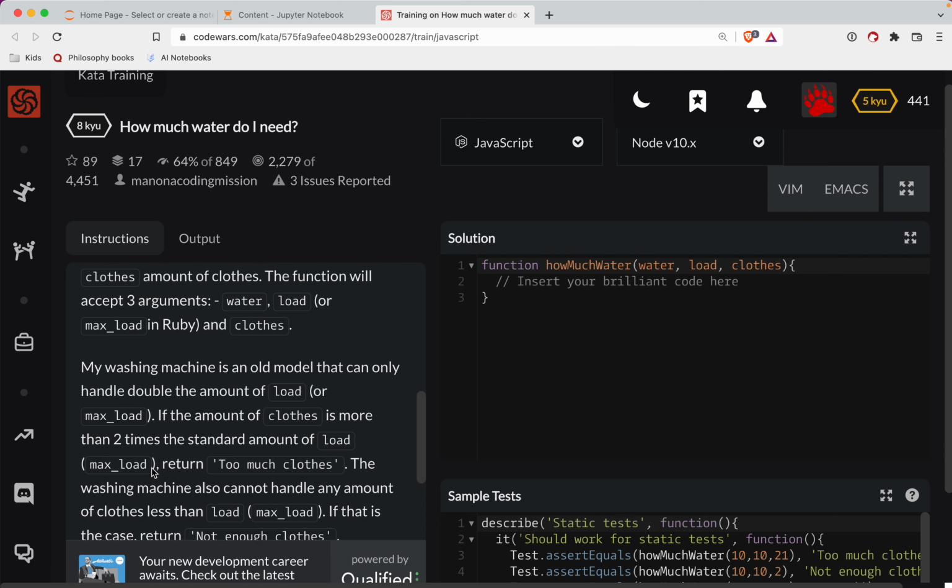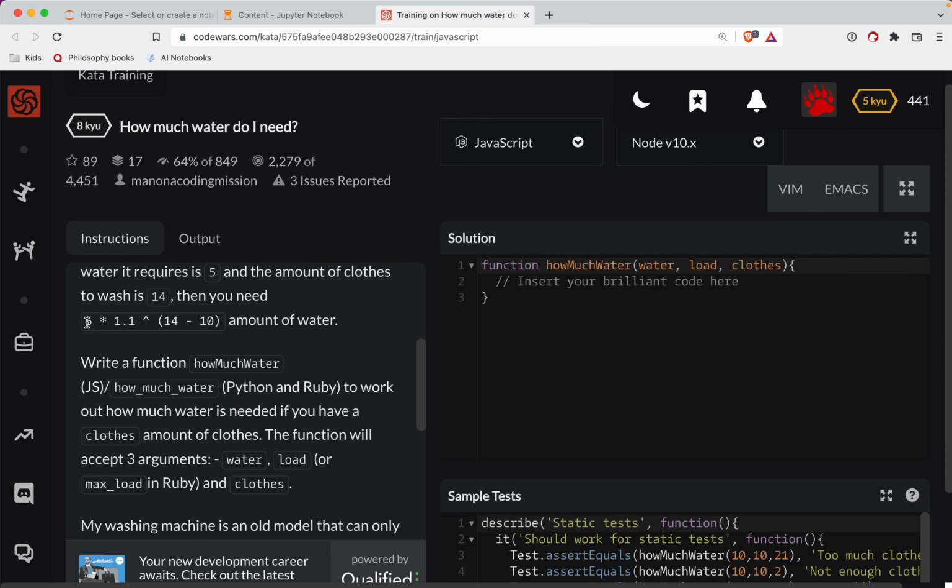Okay. So they kind of gave you the formula here. You just got to know your variables and then flip them. So let's just create off of that. So we're going to return the water, that's the 5 we see there, times 1.1 raised to the, okay, so it's going to be times, we're going to do Math.pow, 1.1 raised to the clothes minus load.